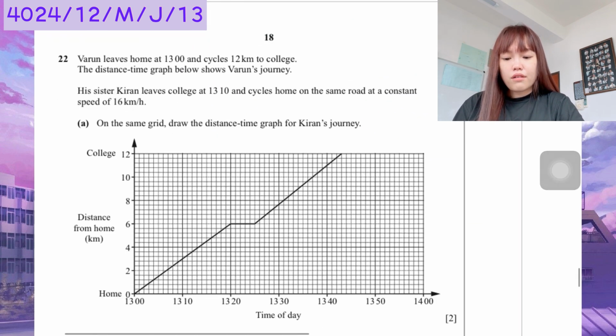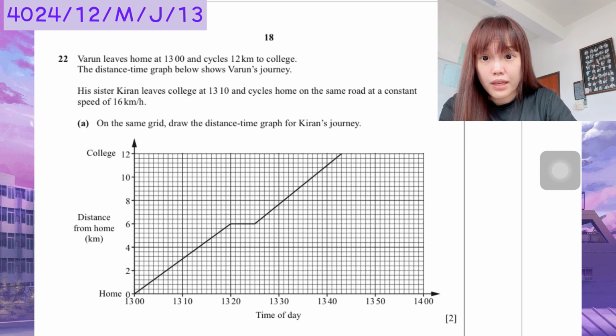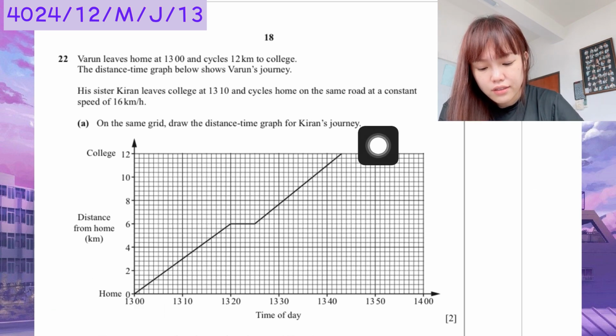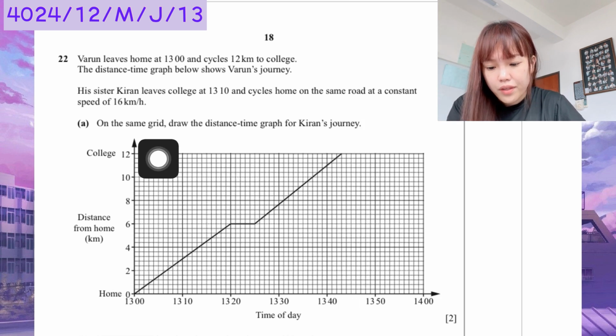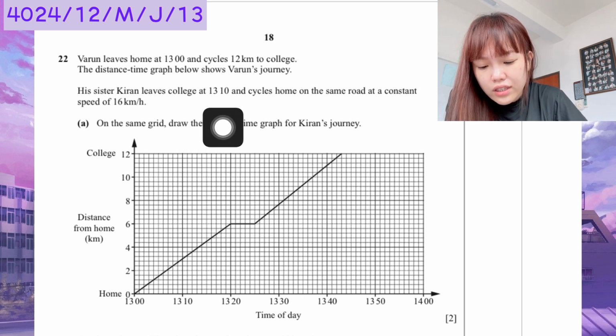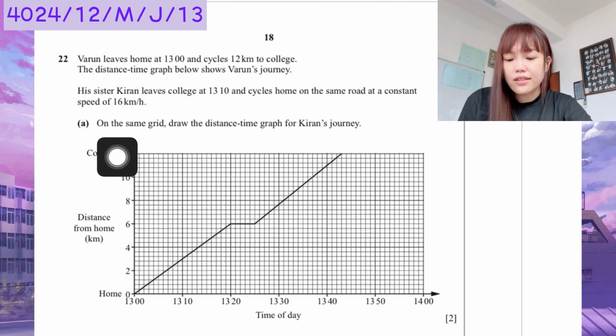Okay, right, so next question, question 22. Varun leaves home at 1 p.m. This is 1 p.m., 13:00 means 1 p.m. And cycles 12 km to college. Okay, he cycles from home to college 12 km from 1 o'clock until this time. His sister Kiran leaves college at 13:10. Okay, at college, Varun's sister is at college.